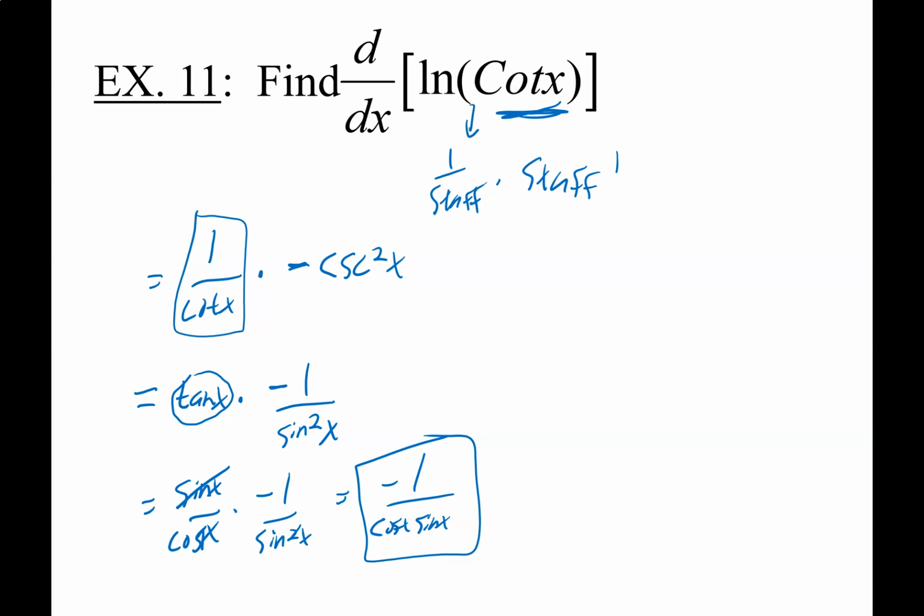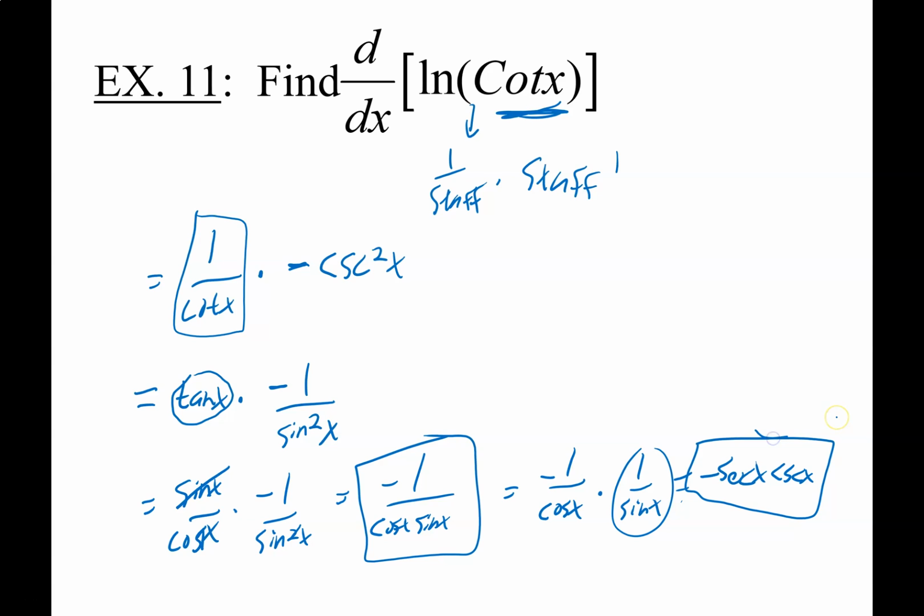If you insist and wish to separate them, I could write this as negative 1 over cosine times 1 over sine. Reciprocal of cosine is the secant, so that would give me negative secant x times cosecant x. You are free to write it like this. You're actually free to just leave it as is too, in terms of sines and cosines, and that's fine too.